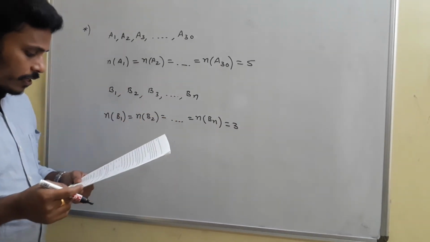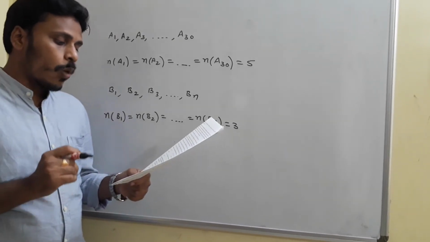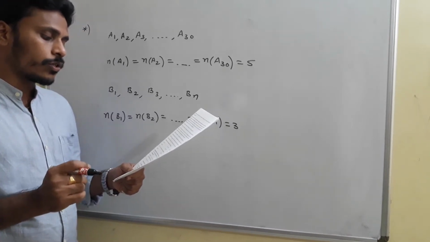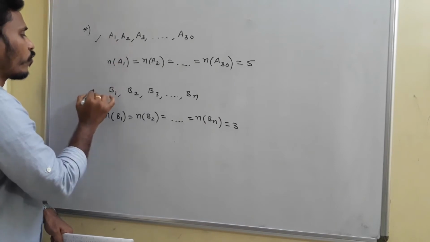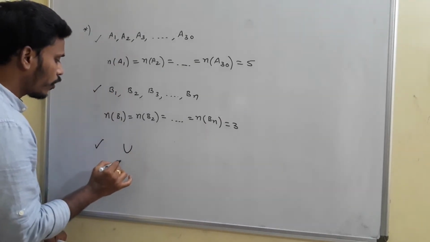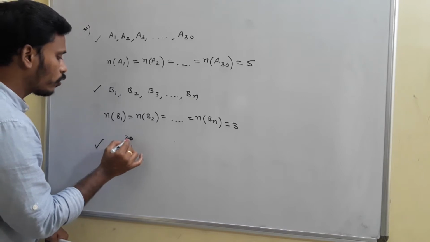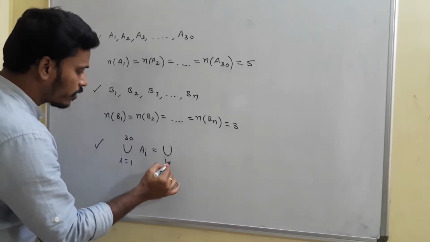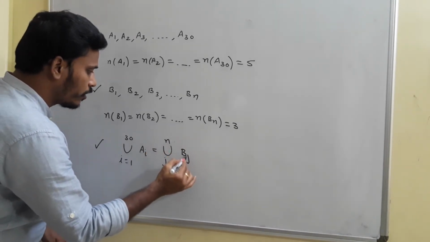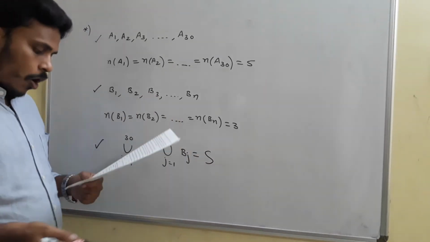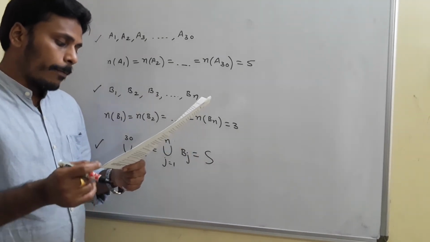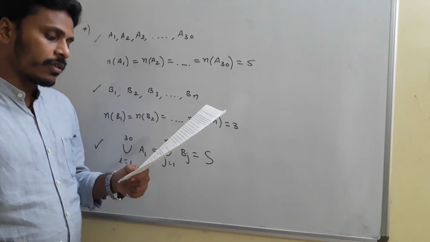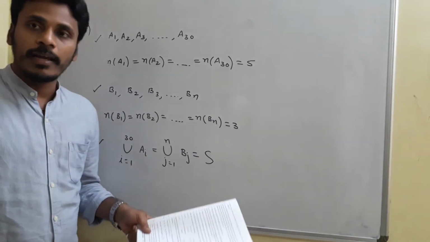Okay. The next part is the union of i equals 1 to 30 of Ai is equal to the union of j equals 1 to n of Bj is equal to S. This is the first given task, the second given task is the same union, and the third given task is: each element of S belongs to exactly 10 of the Ai's and exactly 9 of the Bj's, then find n as well as the number of elements in S.